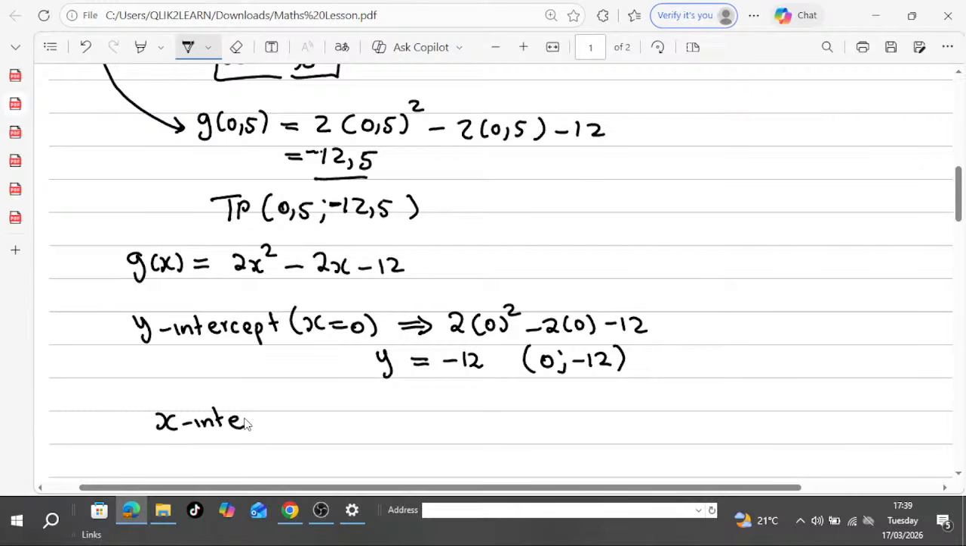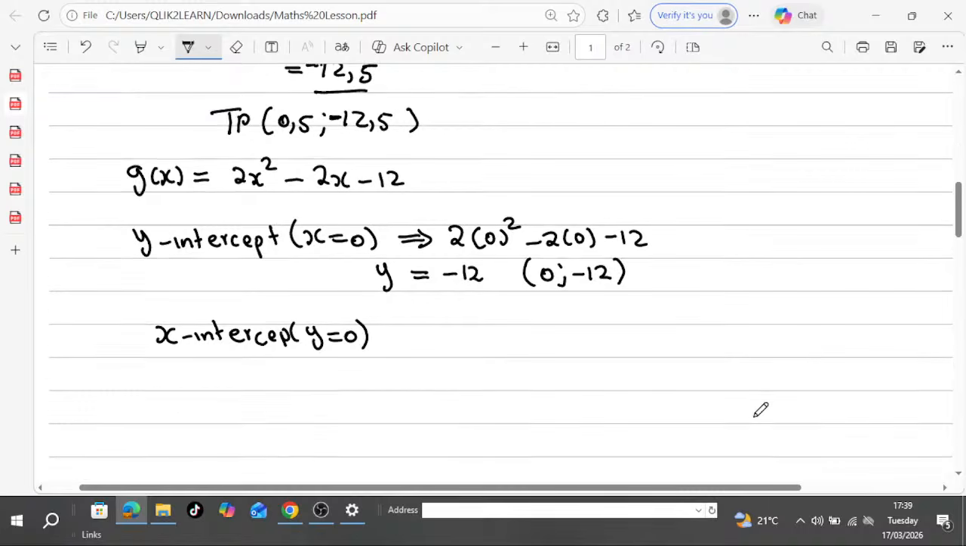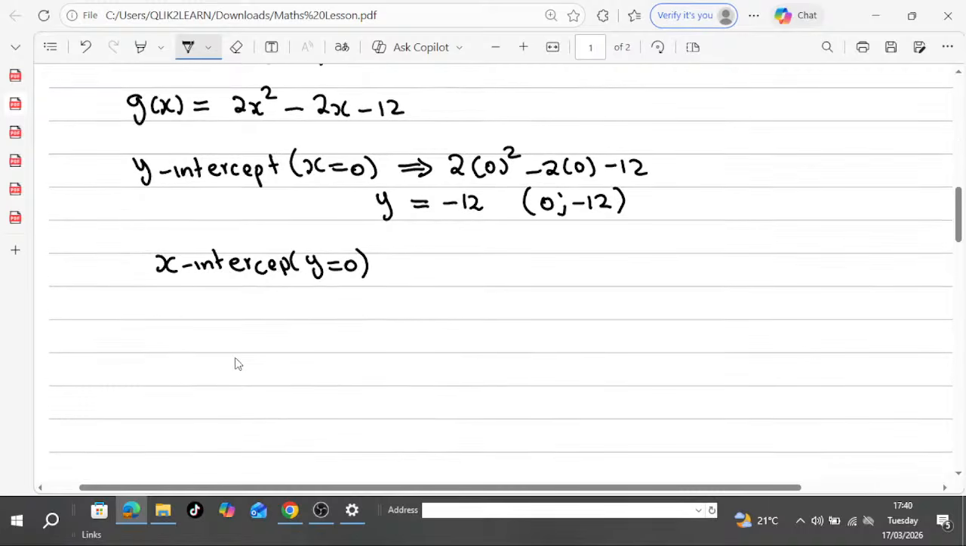Okay, so now we have that and we need to find the x-intercept. How do we find the x-intercept? Y must be equal to 0. So we just have to take y equated to 0 now. So this is y, it equals 2x squared minus 2x minus 12, where for this y we put 0.